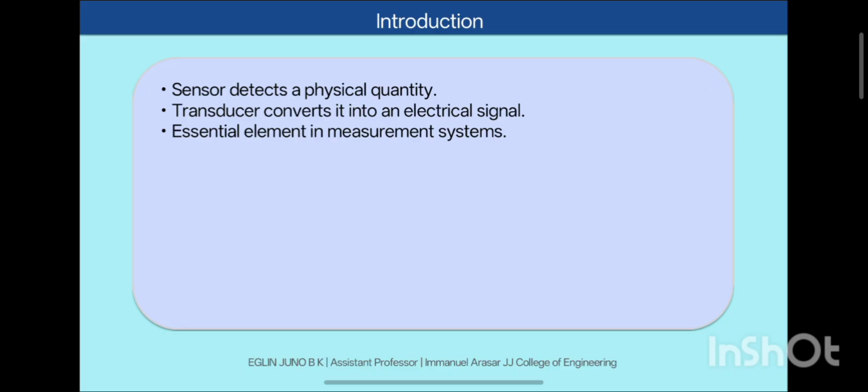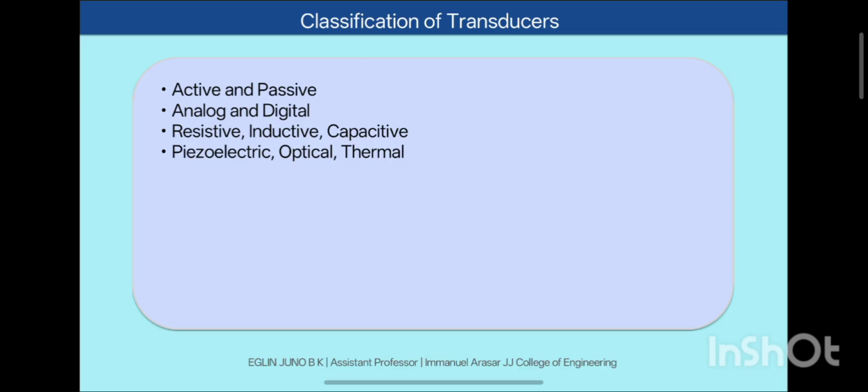The most common classifications are active and passive transducers, then analog and digital transducers, then the classification based on the principle of operation, such as resistive, inductive, capacitive, piezoelectric, optical and thermal. Okay, we will now discuss each type one by one. First one is active transducers.